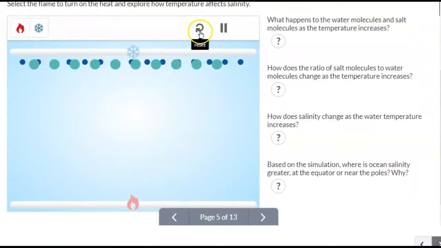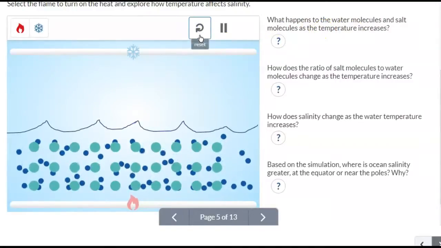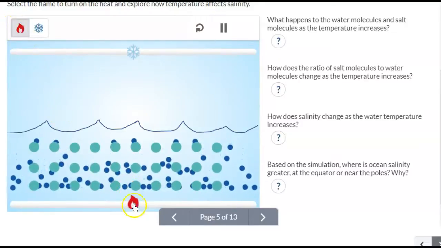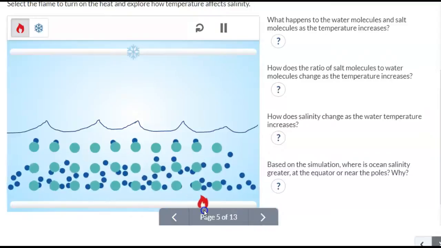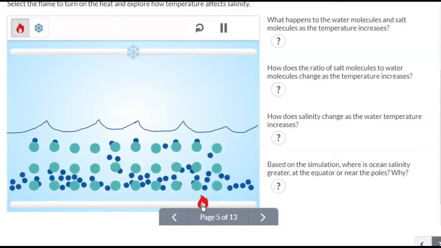Okay, so the first thing we're going to do is answer the question, what happens to the water molecules and salt molecules as we increase the temperature? So I'm just hitting the reset button, and I'm making sure that I have the heat at the bottom here to heat up the molecules. And then I'm just going to leave the heat sit for a little while over the molecules.